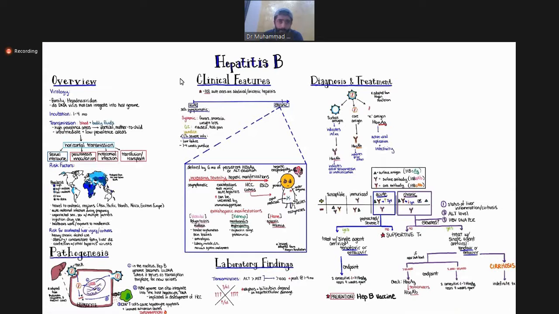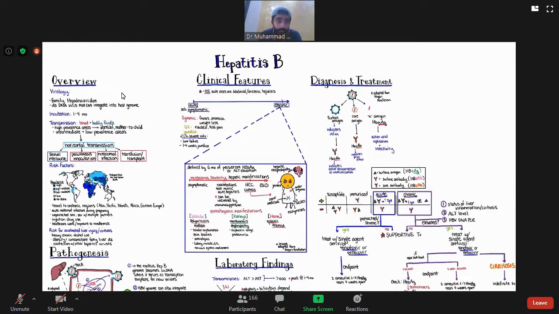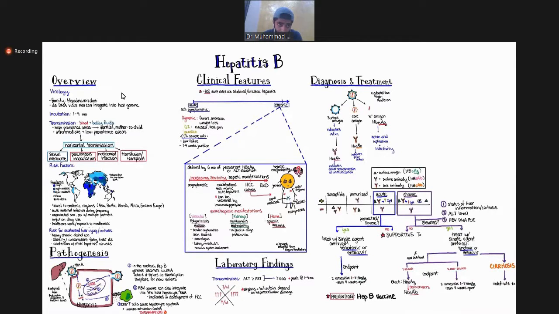First of all, it is a double-stranded DNA virus and belongs to the hepadnavirus family, incubation, and there's horizontal transmission via intercourse, percutaneous inoculation, nosocomial infection, transfusion, and transplants.